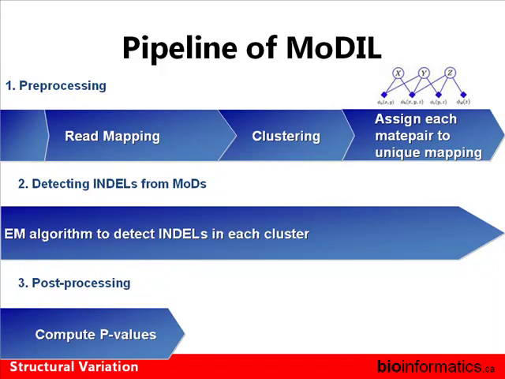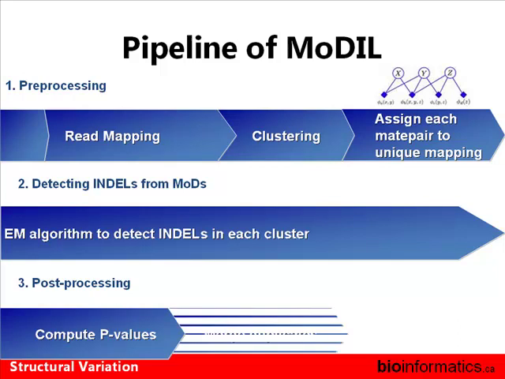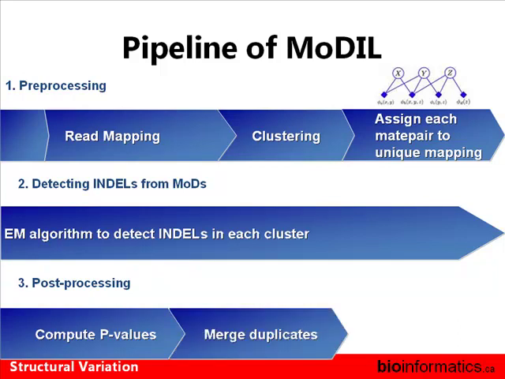We compute p-values for every single cluster and apply some global correction; we usually use false discovery rate. Merge duplicates. Because of the way we did the clustering, every single indel will be predicted multiple times at multiple adjacent locations. So we go through and merge these back together.